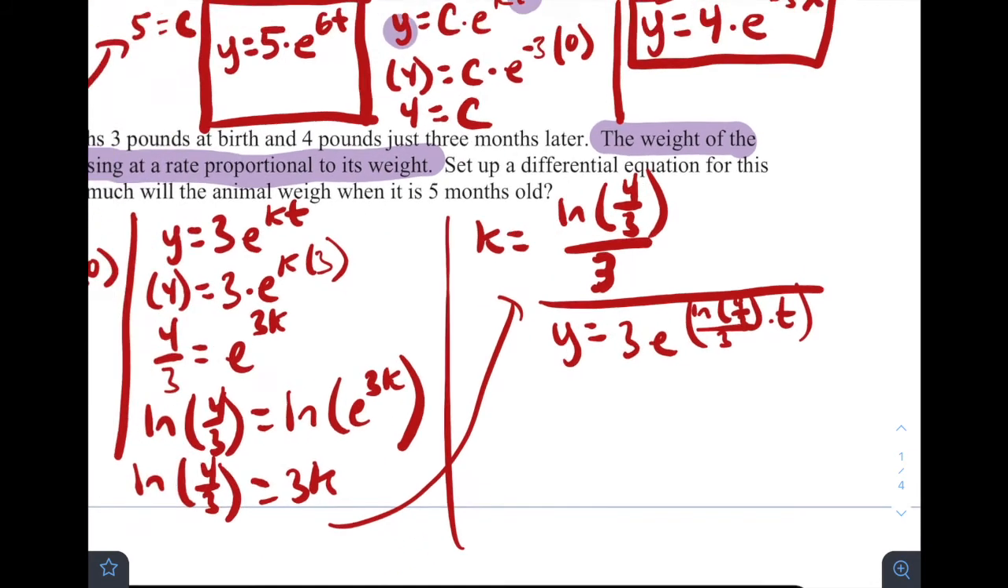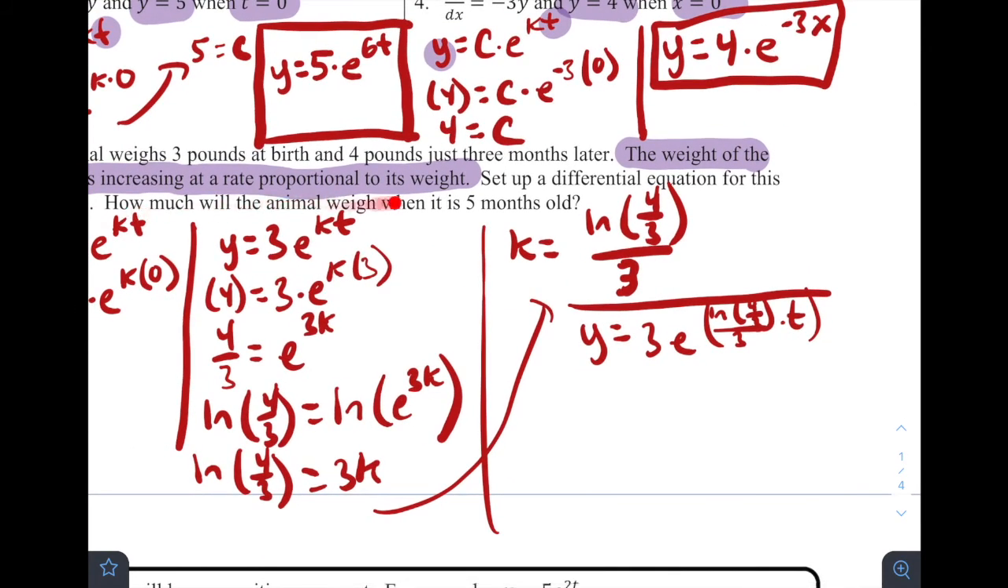The last step for this problem, though, is they asked us how much will the animal weigh when it's 5 months old. Now that I've got both c and k, all I really need to do is plug in our t value here to find that. This would for sure be something on a calculator section, right? We're not evaluating this by ourselves.